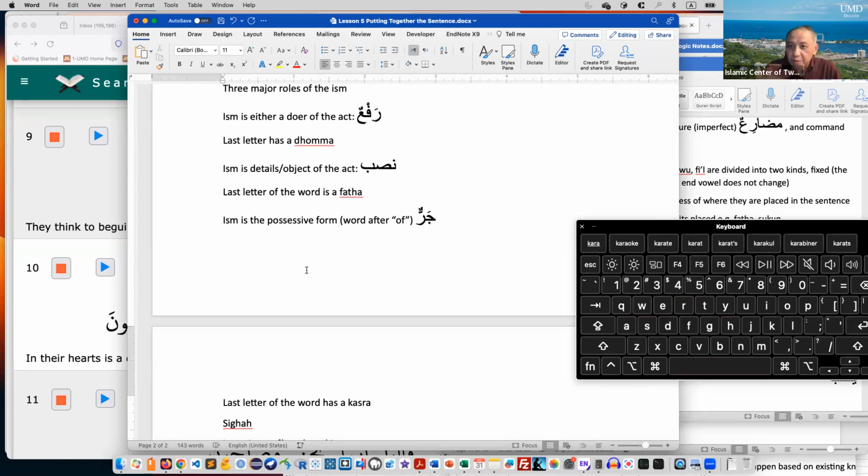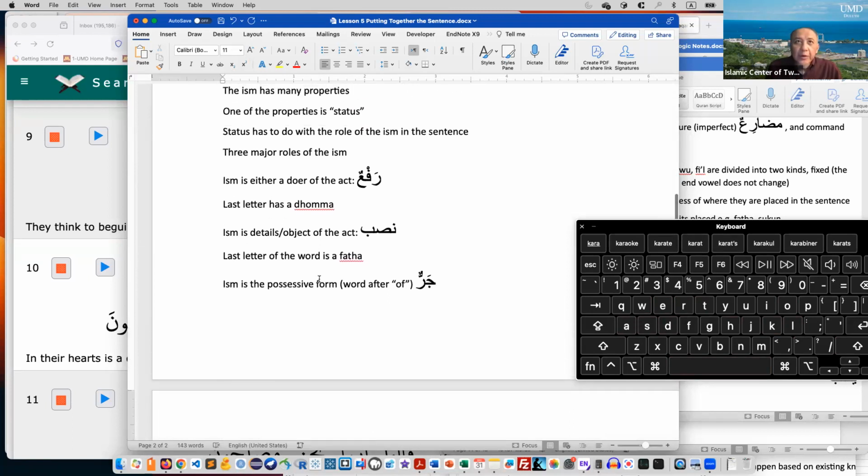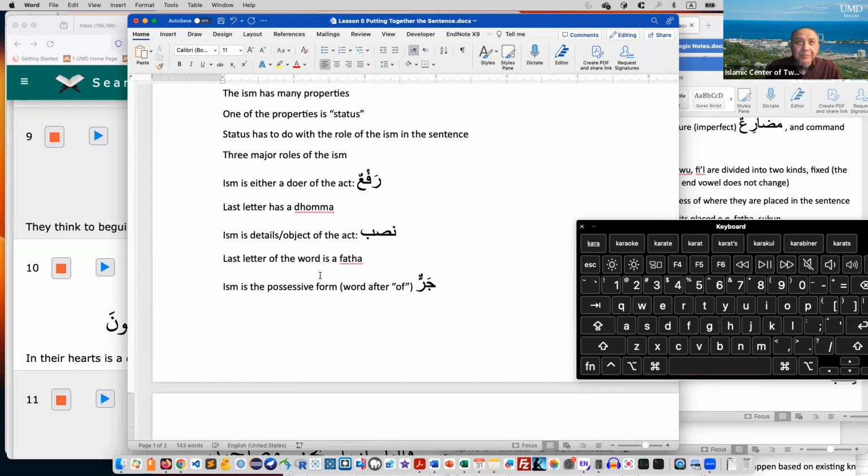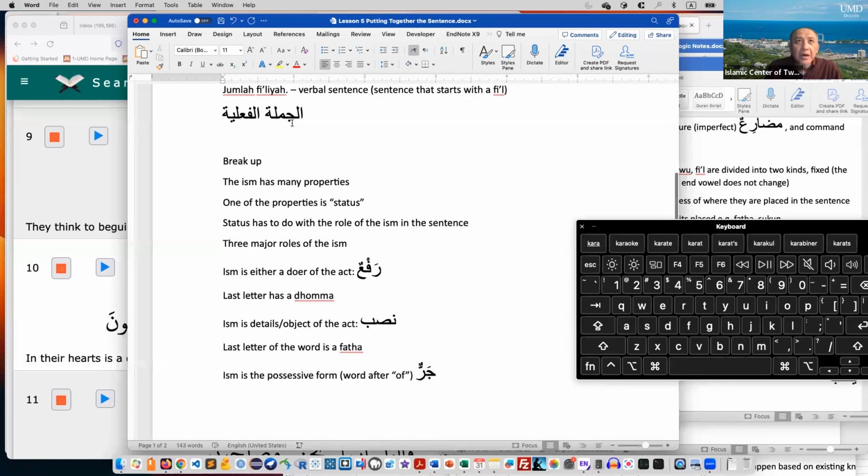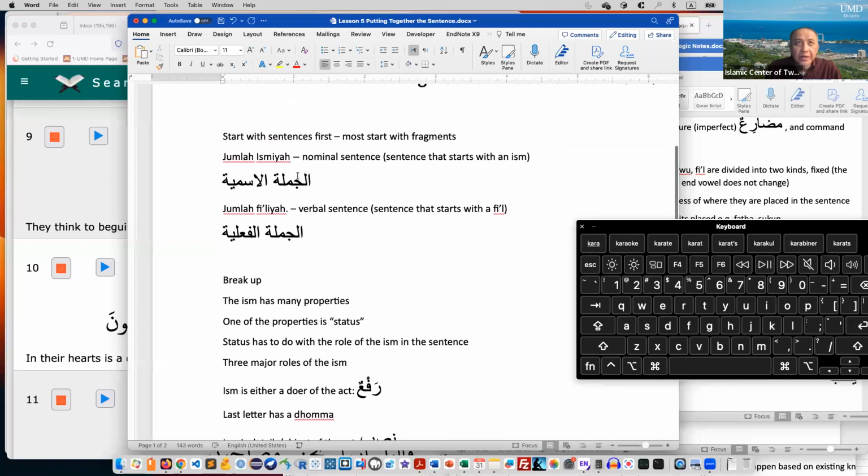Now we're going to add to this. Don't worry, this is not the whole story, but for starters, let's start with that. Here's the rule I wanted to mention. When the nominal sentence, jumla ismiya, starts with an isim that is rafa, there's additional information. When the isim that starts the sentence is rafa, then it's a jumla ismiya. Got it? I just wanted to add that.